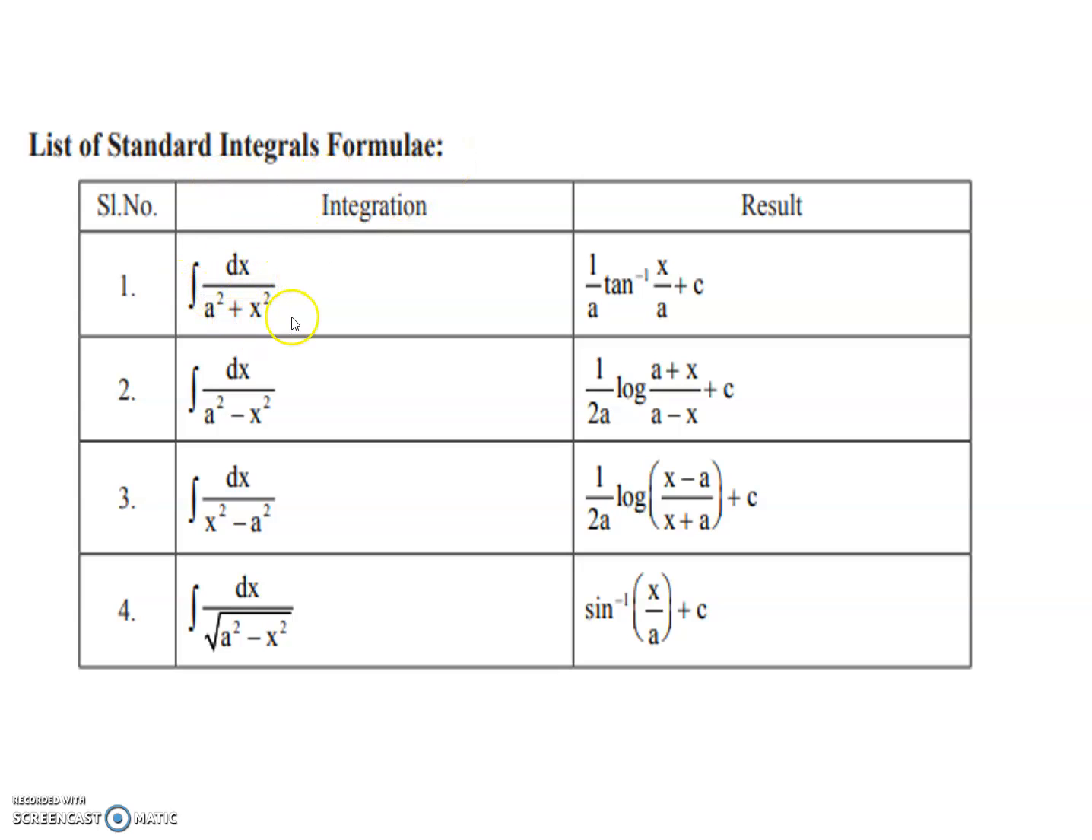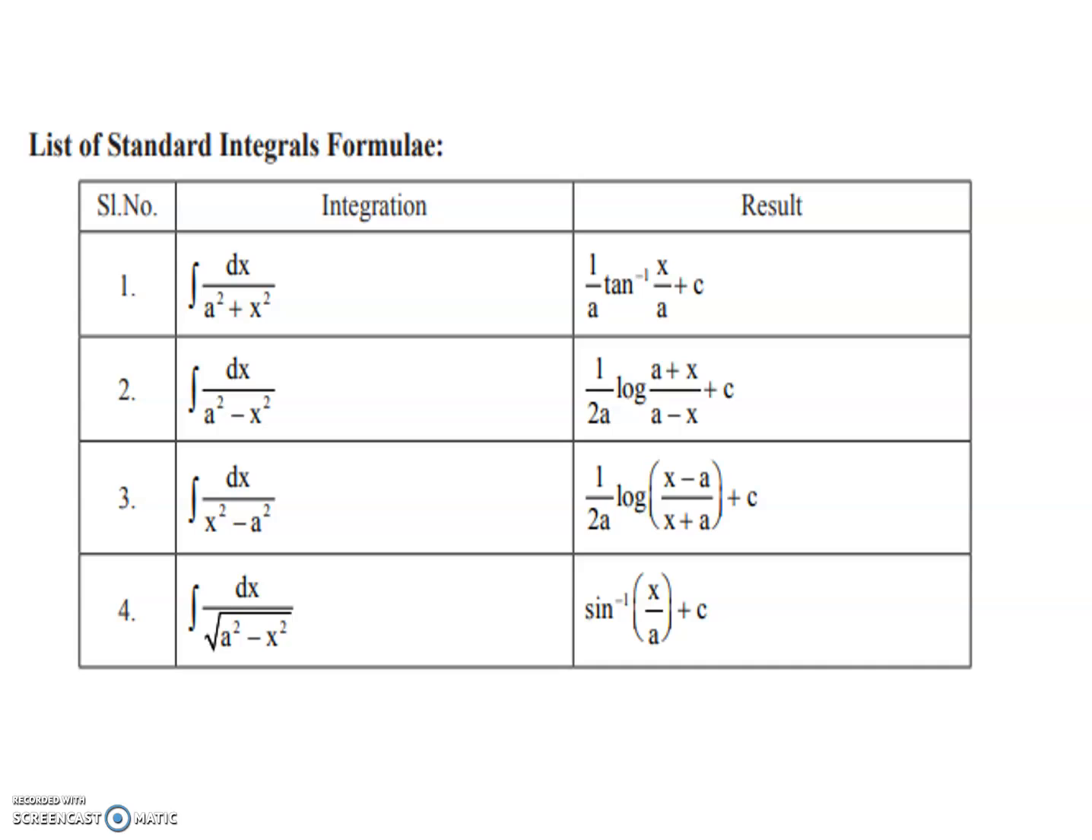Integration dx upon a square plus x square is 1 upon a tan inverse x upon a plus c. Integration dx upon a square minus x square is 1 upon 2a log a plus x upon a minus x plus c. Integration dx upon x square minus a square is 1 upon 2a log x minus a upon x plus a plus c. Integration dx upon under root a square minus x square is sine inverse x upon a plus c.